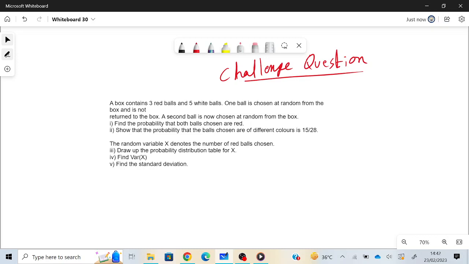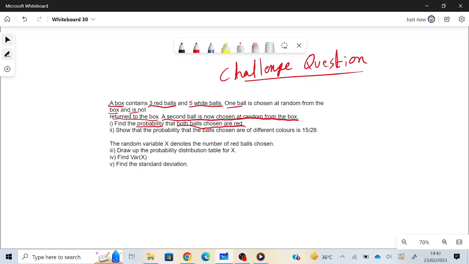Right, so let's go ahead and solve this question. It says a box contains 3 red balls and 5 white balls. Good to know. One ball is chosen at random from the box and is not returned to the box. So that's without replacement. It says a second ball is now chosen at random from the box. So that means we're having 2 picks over here as well. First question says find the probability that both balls chosen are red.